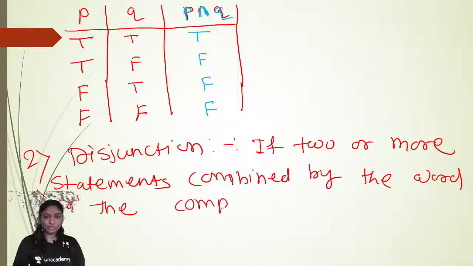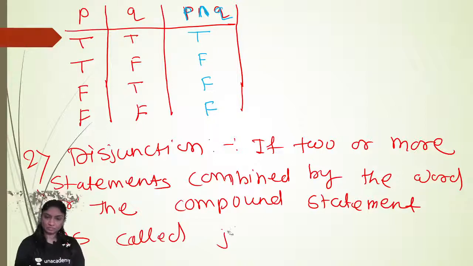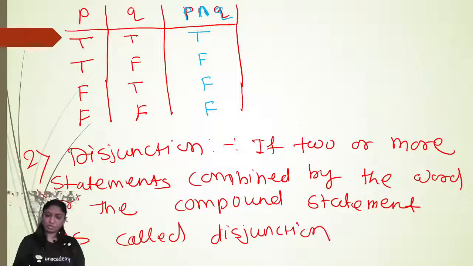The compound statement is called disjunction and it is denoted by the symbol or. So P or Q means this is a compound statement of disjunction. P or Q is also read as P disjunction Q.